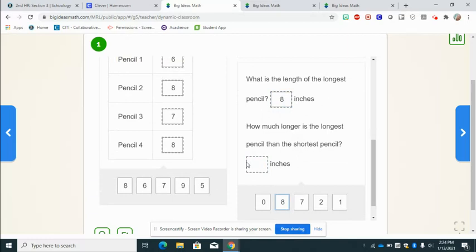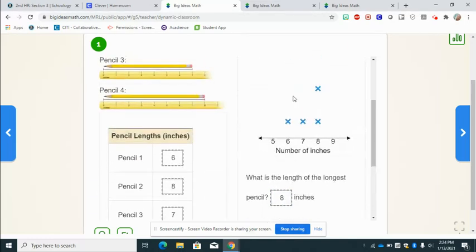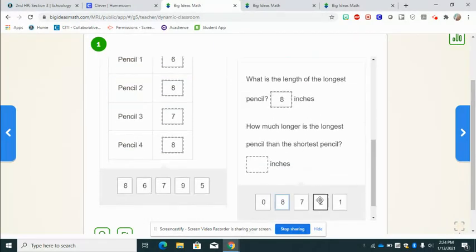How much longer is the longest pencil than the shortest pencil? The shortest pencil is the one that we have an X over, which is 6 inches here, and 8 inches was our longest pencil because 6 is the smallest number that has an X over it, so that was the shortest pencil. 6 and 8. I know that 8 is 2 more than 6 because if we add 6, 7, 8, that's 2 in between there, so it is 2 inches longer.